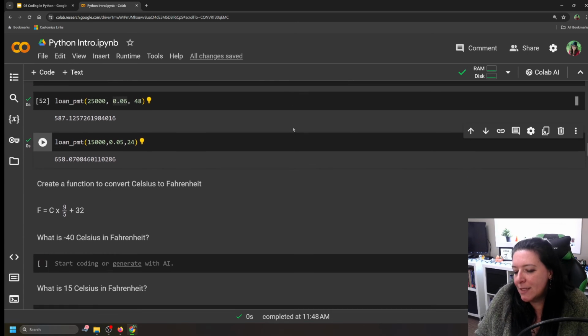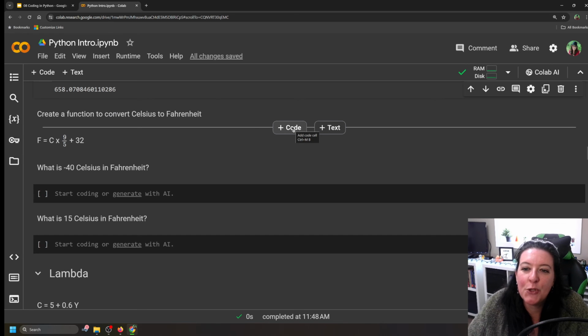All right, take a moment, see if you can create a function to convert Celsius to Fahrenheit. So the formula to convert Celsius to Fahrenheit is equal to Celsius times 9/5 plus 32, right? Because freezing for Fahrenheit is at 32 and at Celsius it's 0. So let's create the function and then let's find out what is minus 40 Celsius and what is 15 Celsius. So take a moment, pause the video, and see if you can create this function.